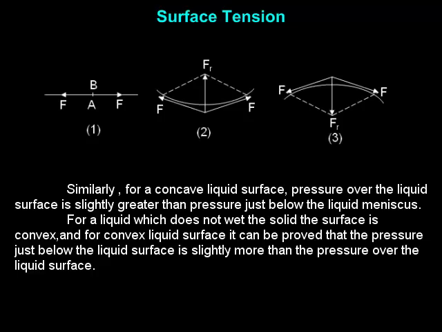Similarly, for a concave liquid surface, pressure over the liquid surface is slightly greater than the pressure just below the liquid meniscus. For a liquid which does not wet the solid, the surface is convex, and for convex liquid surface, it can be proved that the pressure just below the liquid surface is slightly more than the pressure over the liquid surface.